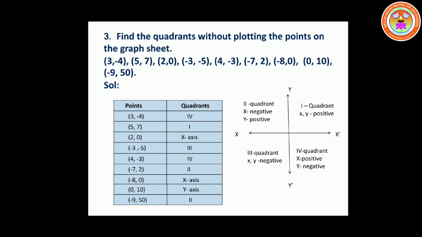Next, 2 comma 0. So we have to be very sure. 2 comma 0, x is 2 and y is 0. So when will the y coordinate be 0? When the point lies on the x axis. Yes. So what happens here? This point 2 comma 0 lies on the x axis. Yes. Next one, minus 3 comma minus 5. So here both my x and y value are negative. So which is the quadrant that has both the values as negative? The third quadrant. Yes? Understood?